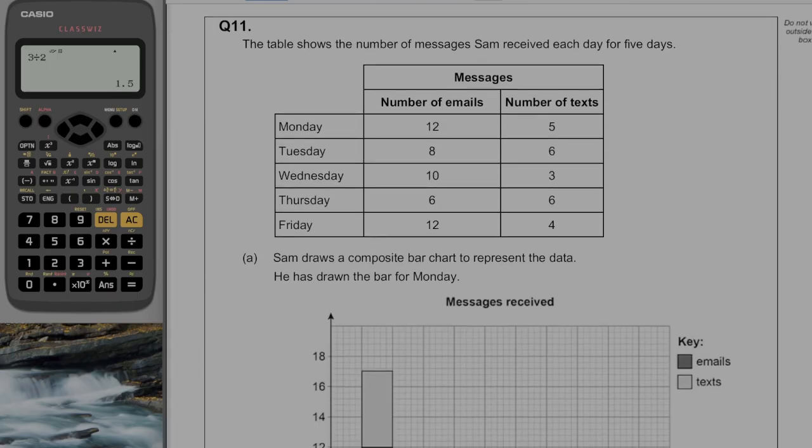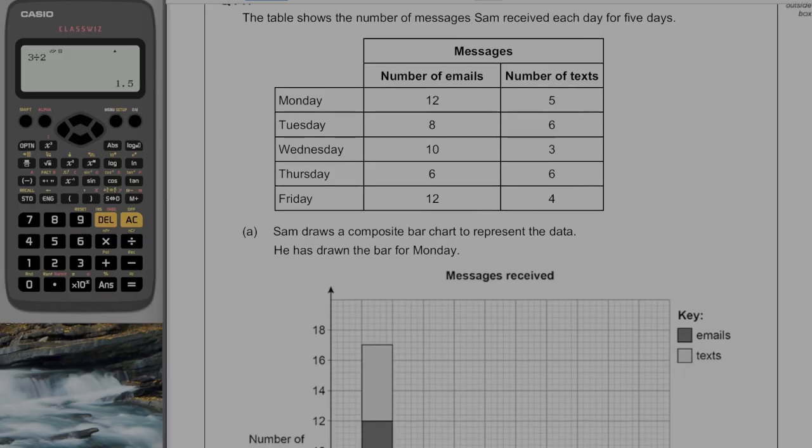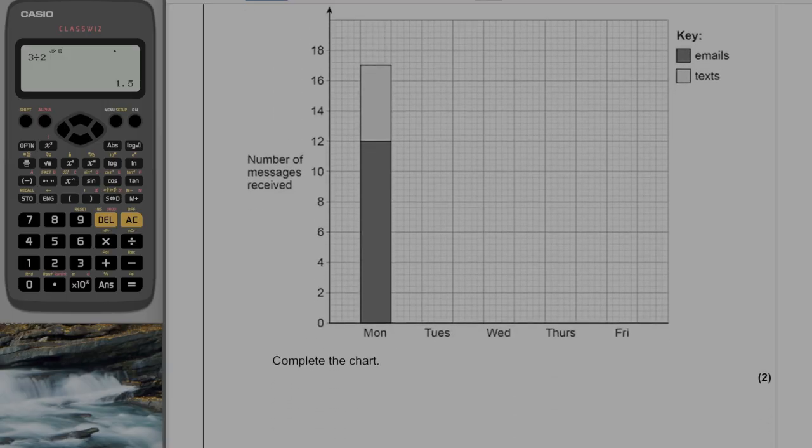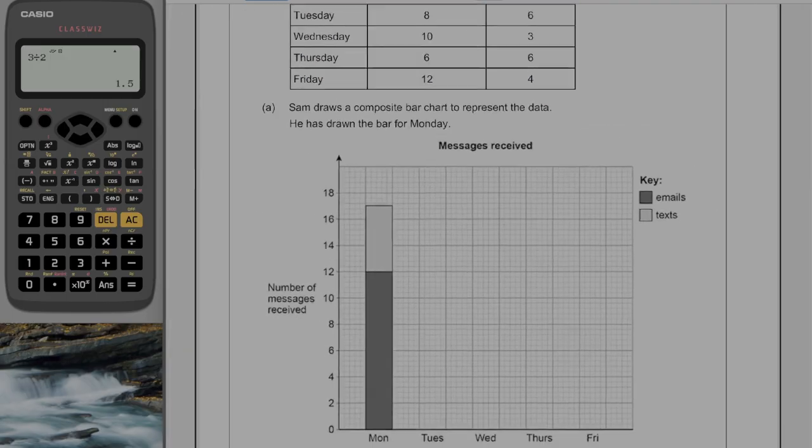Right, question 11. The table shows the number of messages Sam received each day for 5 days. So we've got our days and emails and text messages. Sam draws a compositive bar chart to represent the data. He has drawn the bar for Monday. Complete the bar chart. Okay.